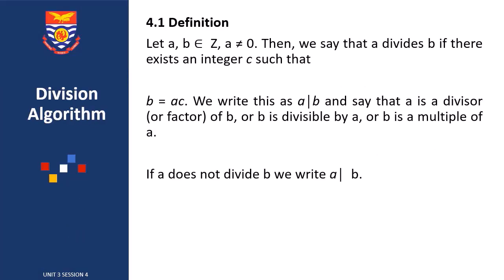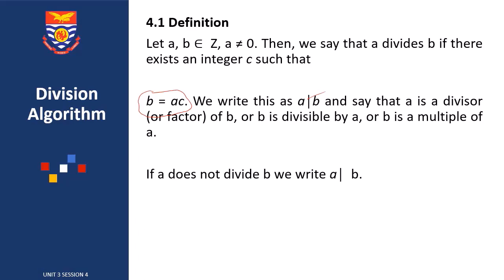Definition. Let A and B be members of Z, where A is not equal to 0. Then we say that A divides B if there exists an integer C such that B equals AC. We write this as A divides B, and say that A is a divisor or a factor of B, or B is divisible by A, or B is a multiple of A. All these are the same.